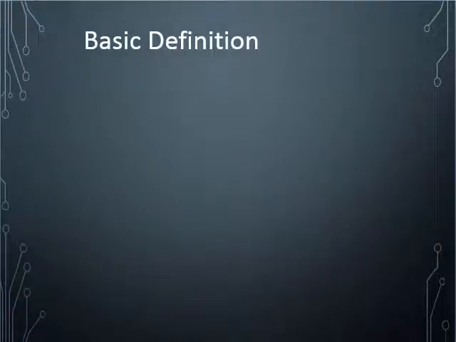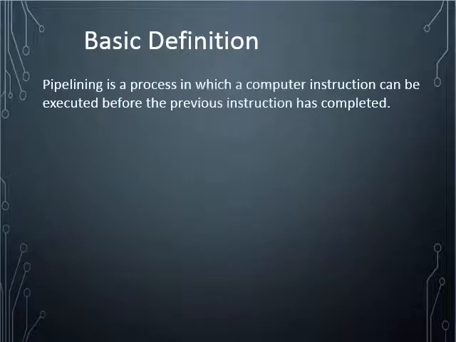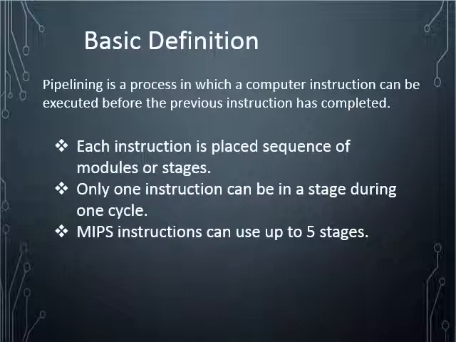So what is pipelining? Pipelining is a process in which a computer instruction can be executed before the previous instruction has been completed. Each instruction is placed in a sequence of modules or stages. Only one instruction can be in a stage during a cycle, and the amount of stages for this architecture is 5.